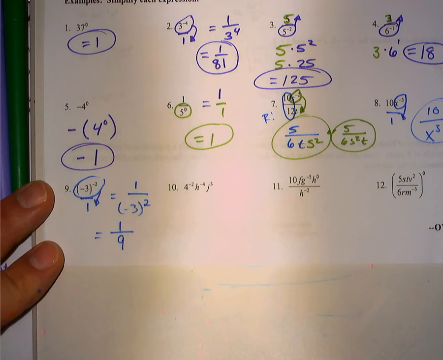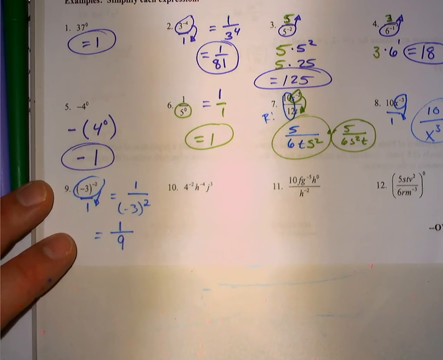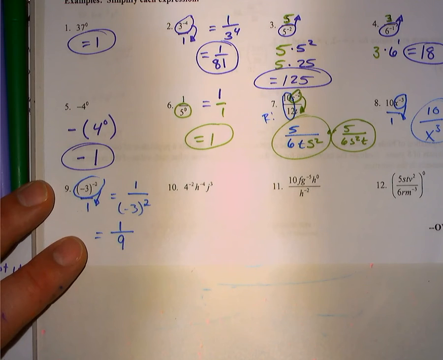All right, number 10. As I take a look, I've got 4 to the negative second, h to the negative fourth, and j cubed. Who moves? Who goes downtown? What do we got? Who's moving? Kelly, who's moving here? Number 10. Who's got negative exponents?